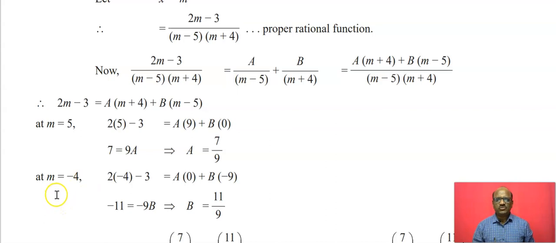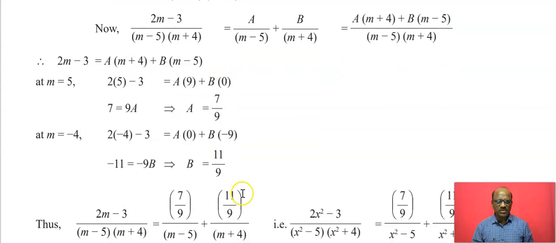Next, put m equal to minus 4. Then you will get the value of b. If you substitute m equal to minus 4, that is b in bracket (minus 4 minus 5), that is minus b in bracket 9. On the left, that is 2 into minus 4 minus 3, that is minus 11, which is equal to minus 9b. This minus minus will become plus, and b is equal to 11 upon 9.